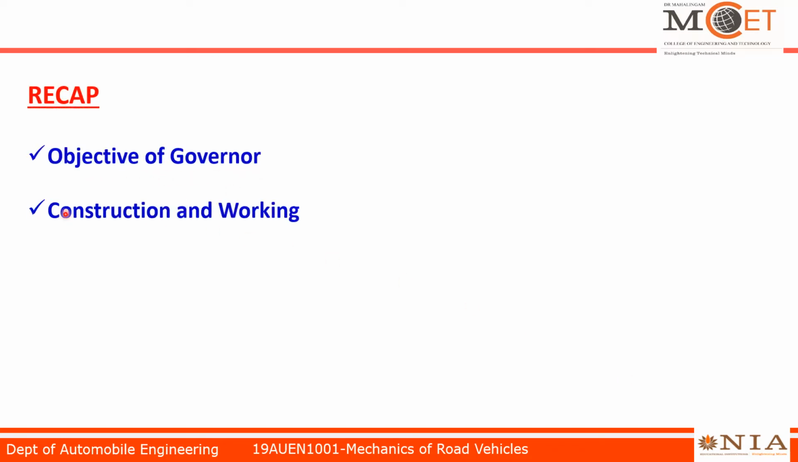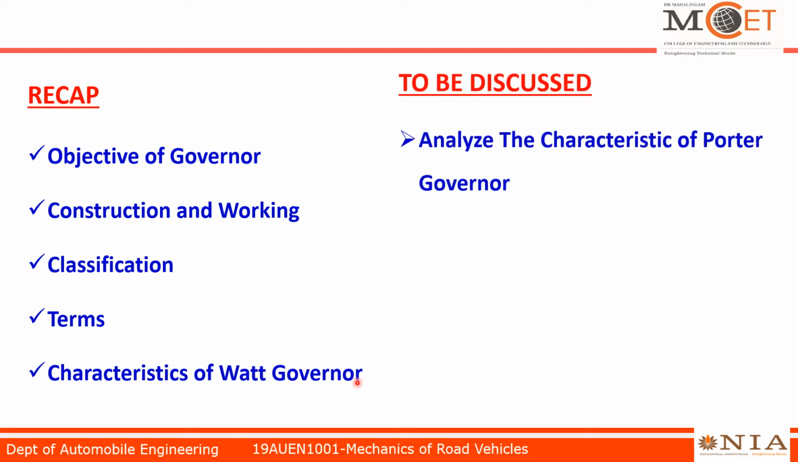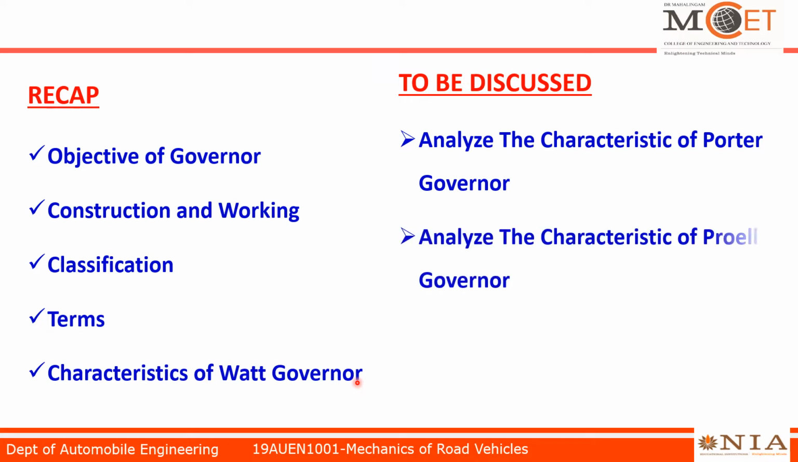In our previous session, we discussed the objective of governors, the construction and working of different categories of governors, classifications, terms that we use to characterize the governor, and the characteristics of Watt governor, that is the relationship between speed and height of Watt governor. Now we are about to analyze the characteristics of Porter and Proell governors.